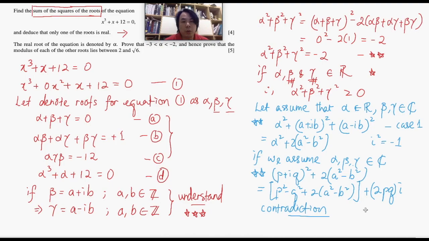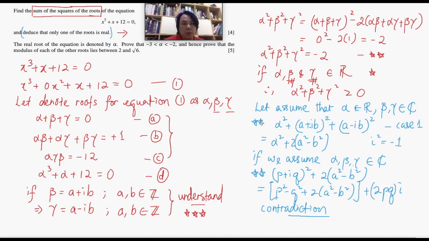Therefore, the only possible solution that we can have here in order for us to get -2 is that we must have a pair of complex conjugates with one real root. Now that would be the best deduction as to why there can only be one real root, and then the other two must be complex conjugates.